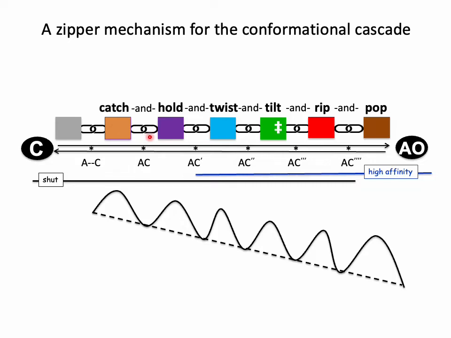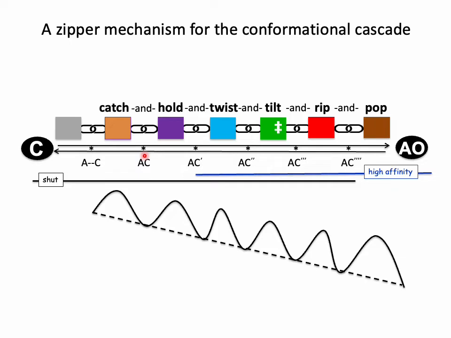And we have proposed that hold, twist, tilt, rip, and pop are sequential subevents inside of the rest of the gating isomerization, with the transition state being located somewhere in the tilt rearrangement, and that these asterisks represent the intermediate states that someday we hope we will find structures for. Right now we have C and we have AO, but we don't even have AC, which is this state right here, the closed ligand state. It can be considered an intermediate state in this process.